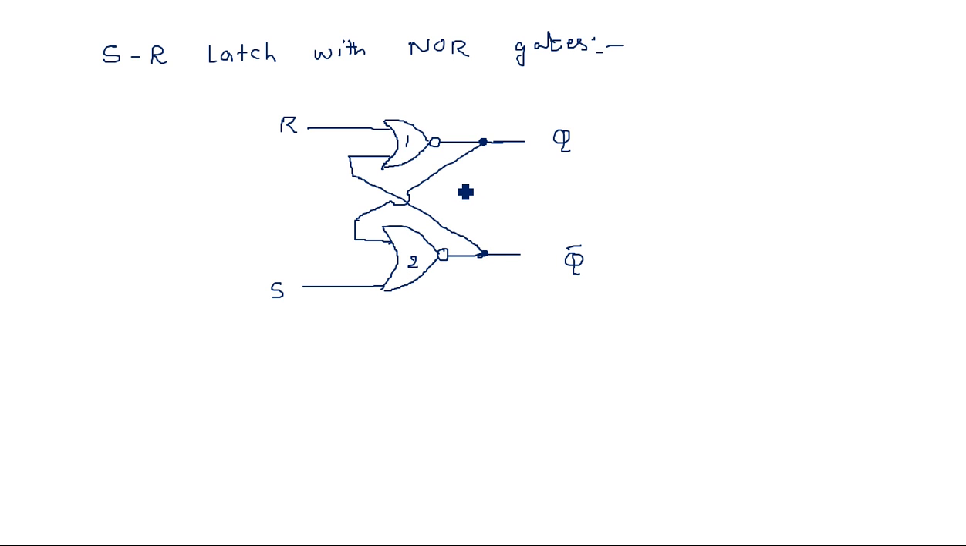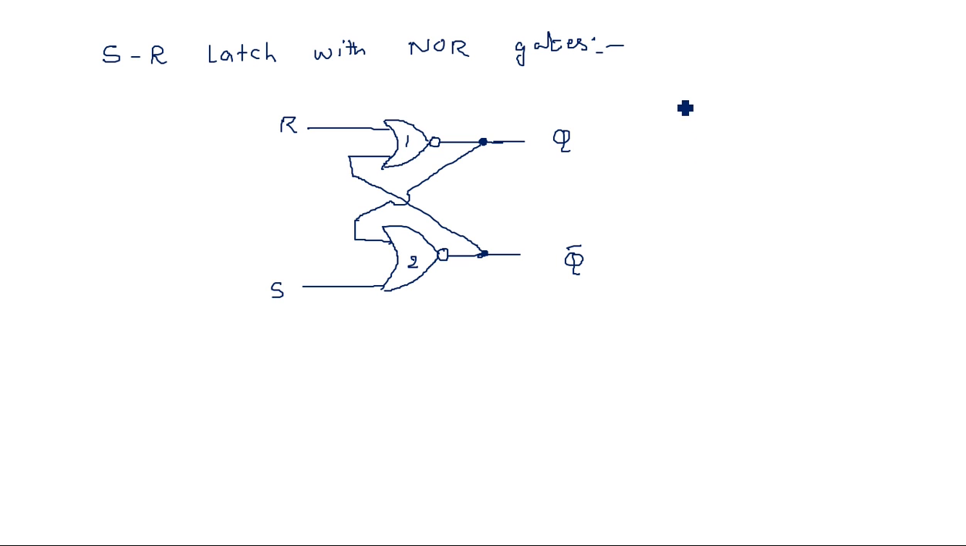Very simple. What I have taken: two NOR gates, top and bottom, gates 1 and 2. Two inputs R and S, reset and set, outputs as Q and Q bar. The output of the first gate is connected to one of the inputs of the second gate. Similarly, the output of the second gate is connected to one of the inputs of the first gate. That is the simple NOR latch. That will now be explained with the operation of the truth table.